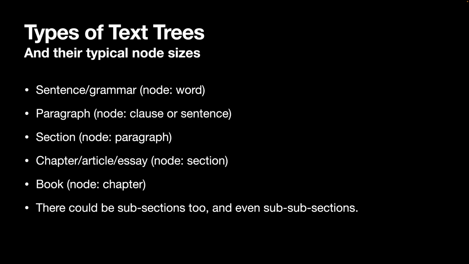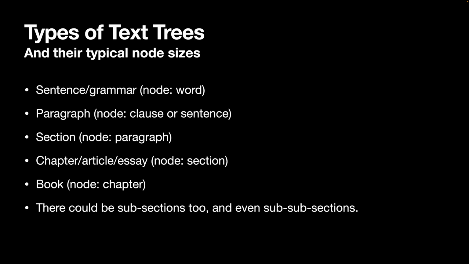This time we're going to do a paragraph tree. A typical node is somewhere ranging from a clause up to a sentence. It takes some judgment call about how much to break up the sentences. There are also text trees for reading larger amounts of text. So you can have a section text tree based on paragraphs as nodes. And then you can have a chapter tree where the nodes are sections. And then you can have a book tree where the nodes are chapters.